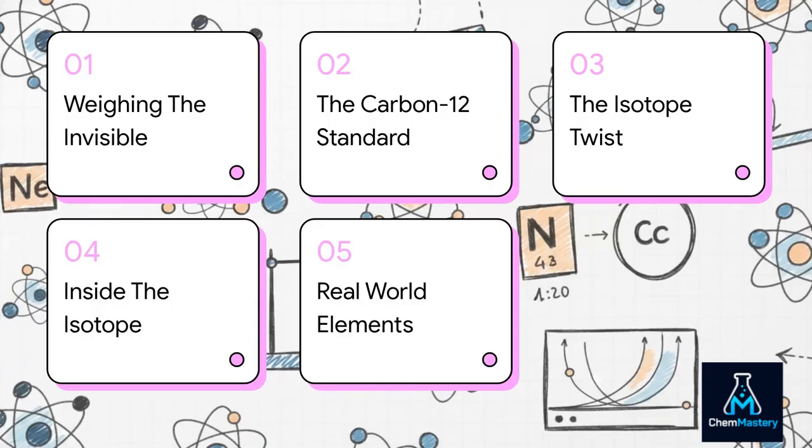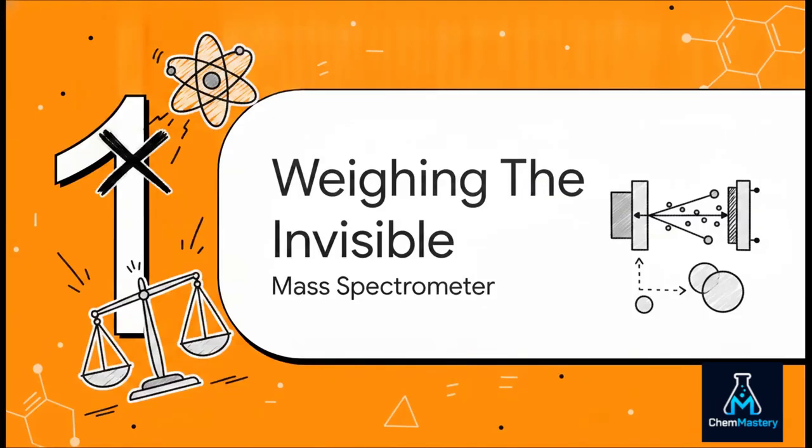So here is our roadmap for today. First, weighing the invisible. Number 2, the carbon-12 standard. 3, the isotope twist. 4, inside the isotope. And finally, number 5, the real-world elements. Okay, let's kick things off with section 1, weighing the invisible.